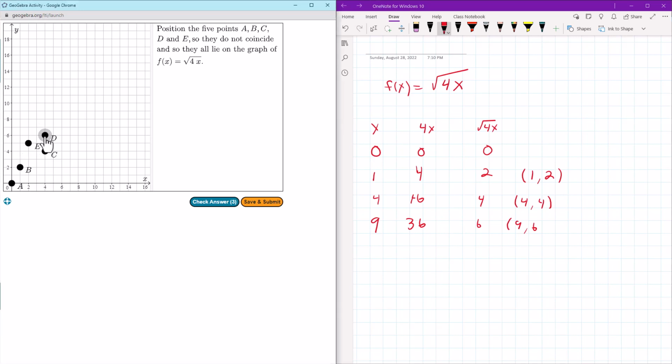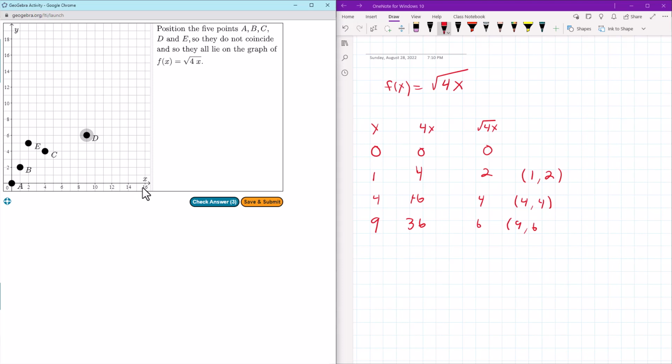Okay, so we can take D. There is 9, and we want to go up to 6. Make sure we're on 9 there. Okay, yeah. And then the next value of x that we can use, once again, is a value of x that's a perfect square. That would be 16. 4 squared is equal to 16.